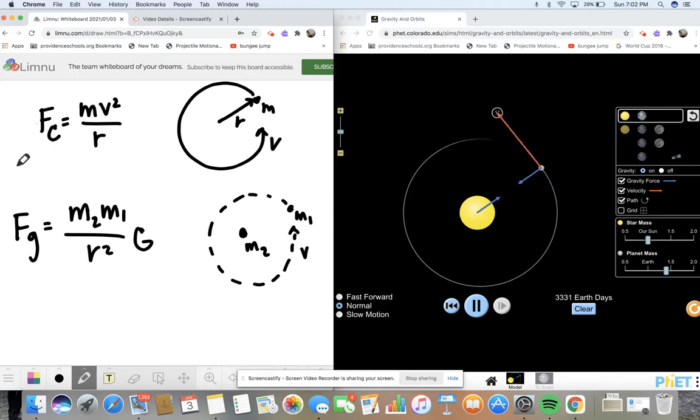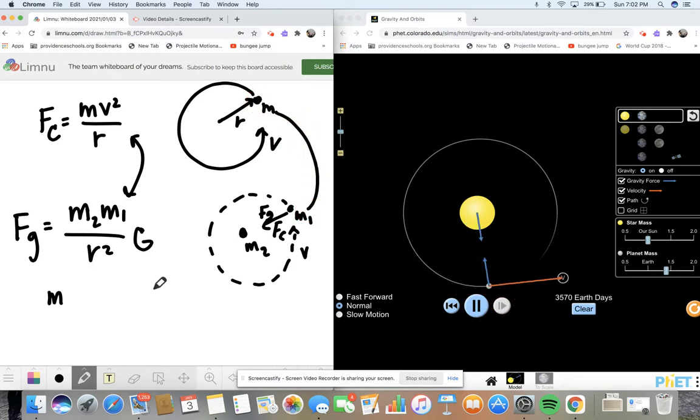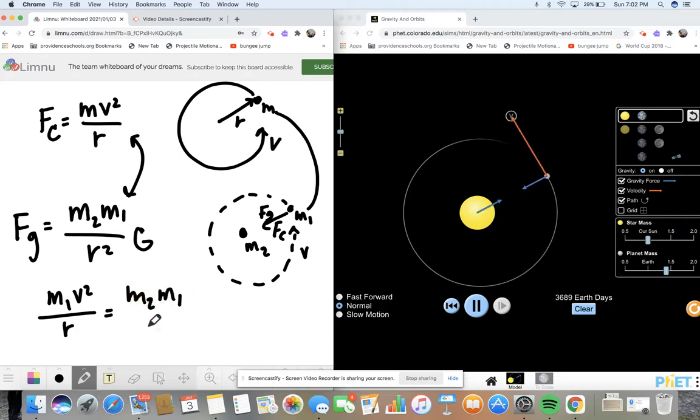I'm going to set these equations equal because we know gravity is our centripetal force. Fg is our Fc in this case. So I'm going to set these equations equal to each other. And we get m, and this m is the same as m1 in this equation. So I'm going to say m1 v squared over r equals m2 m1 over r squared times g.